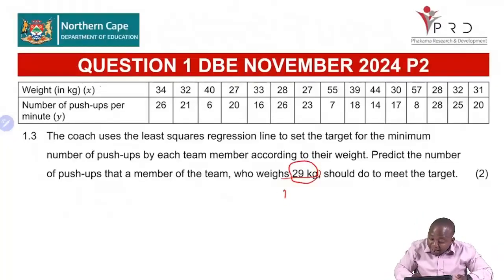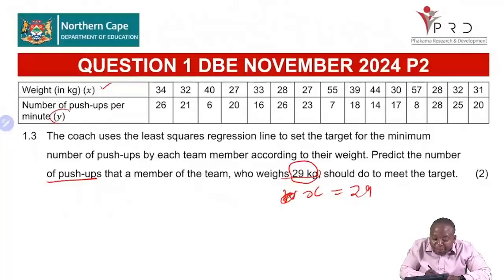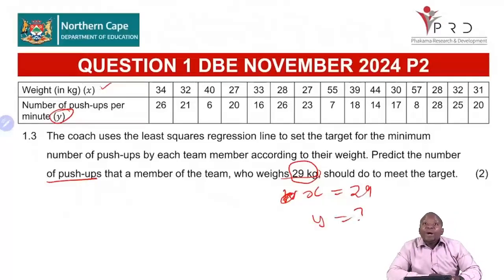What is my weight? My weight in this case is my X. So it's represented by X on my scatter plot. And I know that my X now is given as 29. Now, we need to predict the number of push-ups. The number of push-ups, remember, is represented by Y. So we are looking for Y when we are given the X.